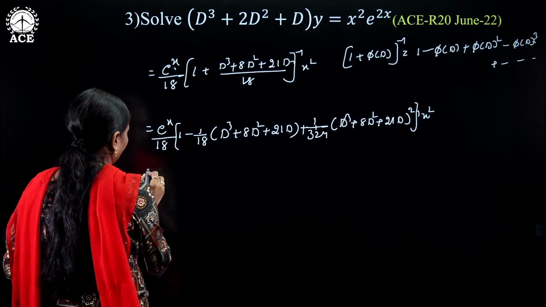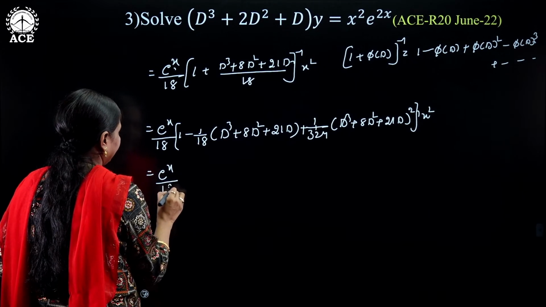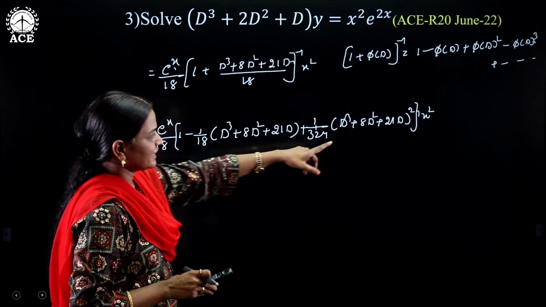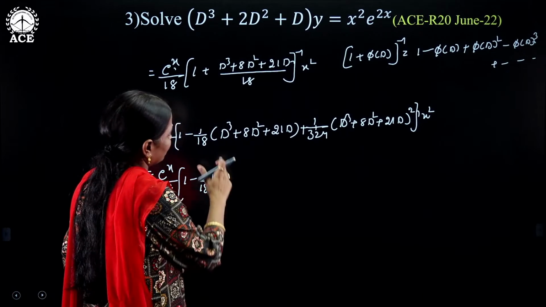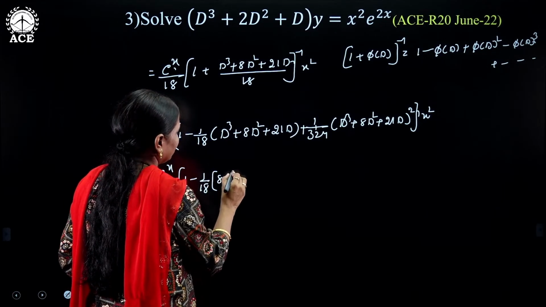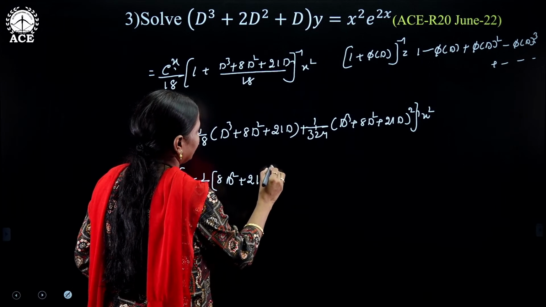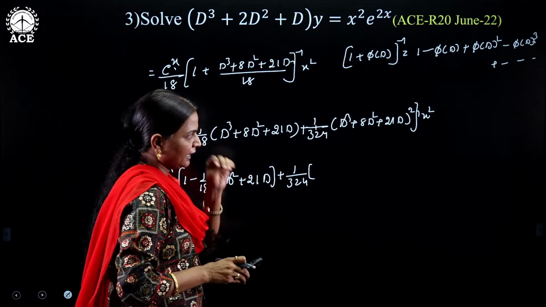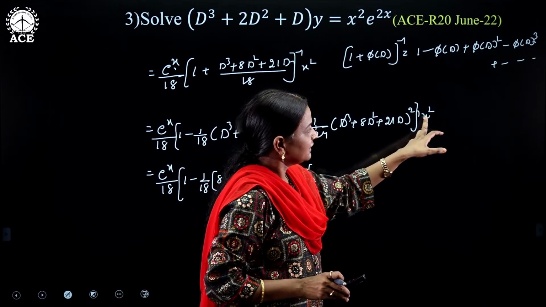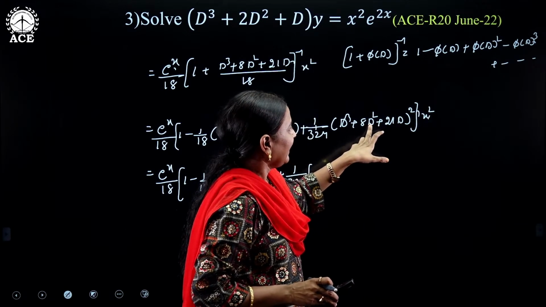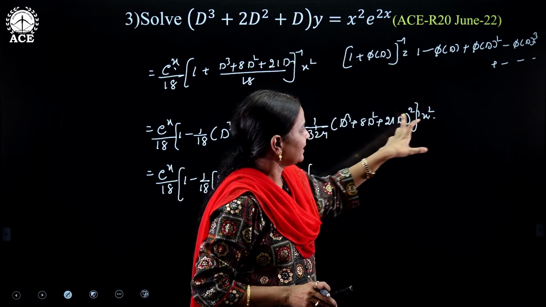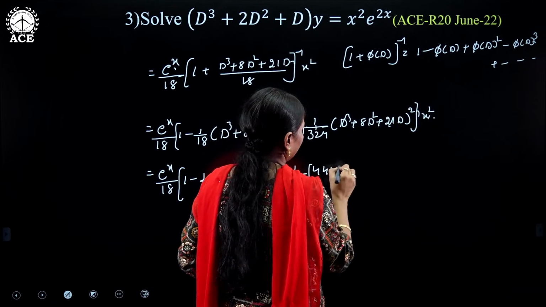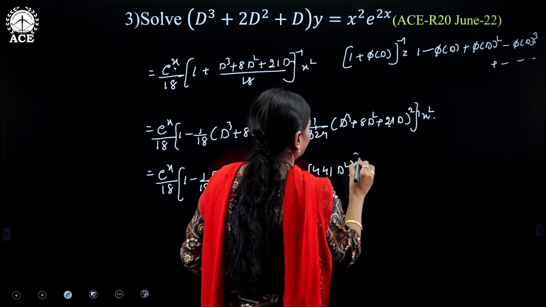So now which is equal to e power x by 18 into 1 minus 1 by 18 into 3 times, here what is the x square? 3 times differentiation of x square is 0. So ignore that term and 8D square plus 21D. Next plus 1 by 324. If we expand this one, (D cube) whole square, the differentiation of x square is 0. Next (8D square) whole square, D power 4 of x square is 0. Next (21D) square, 21 whole square is 441 into D square into x square.